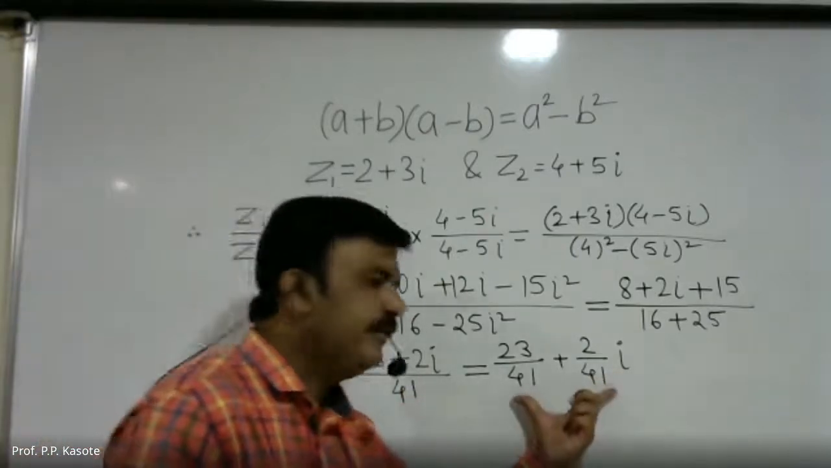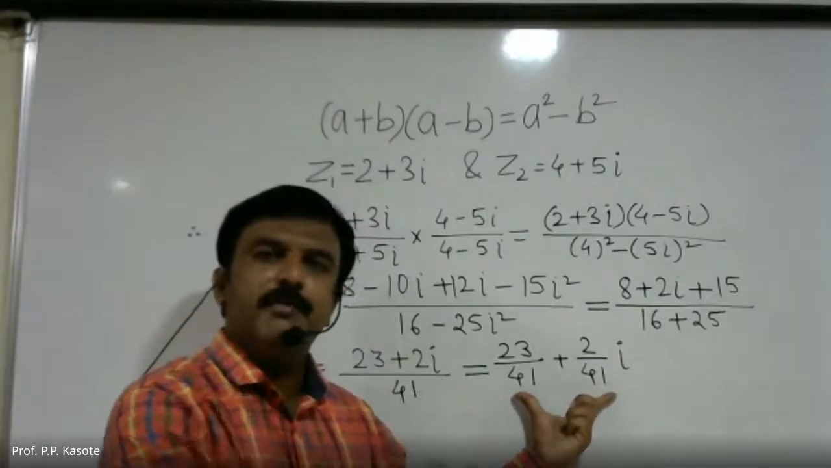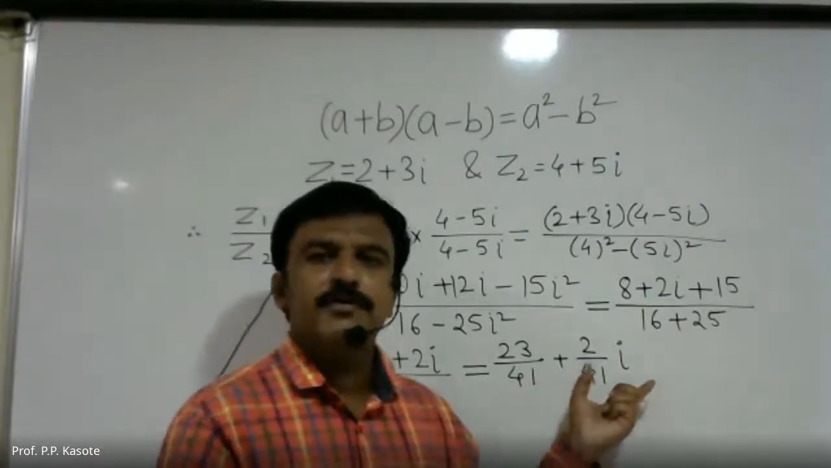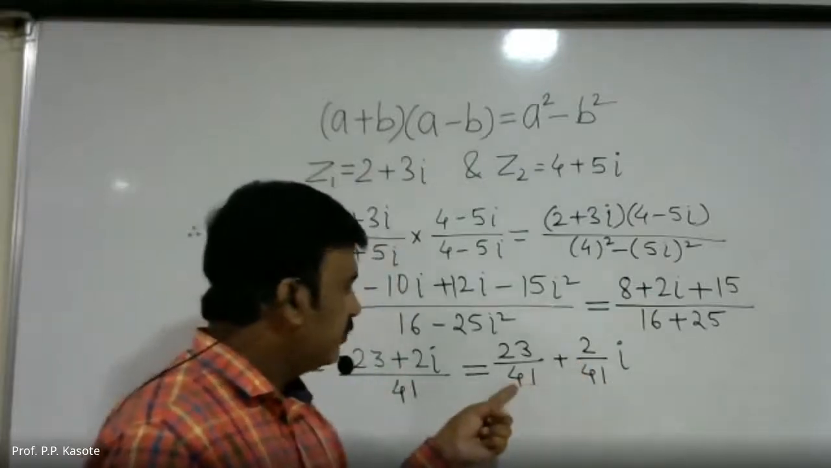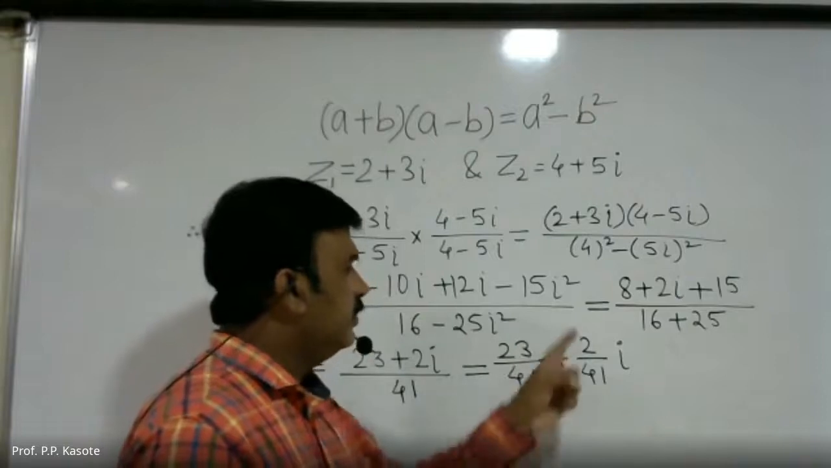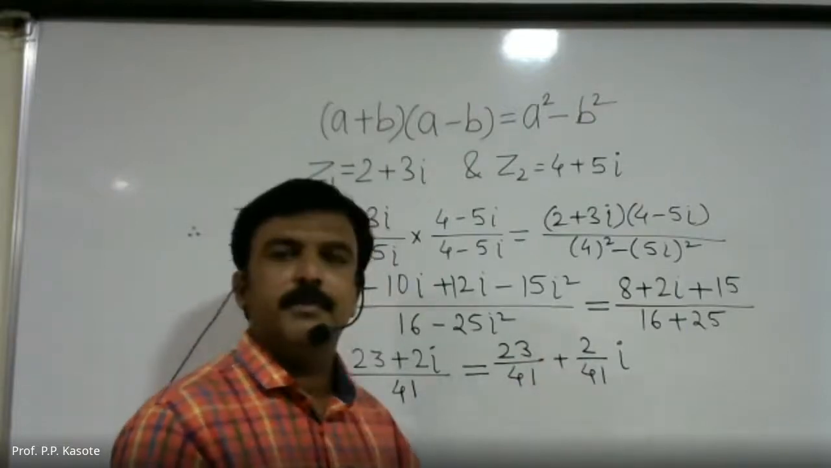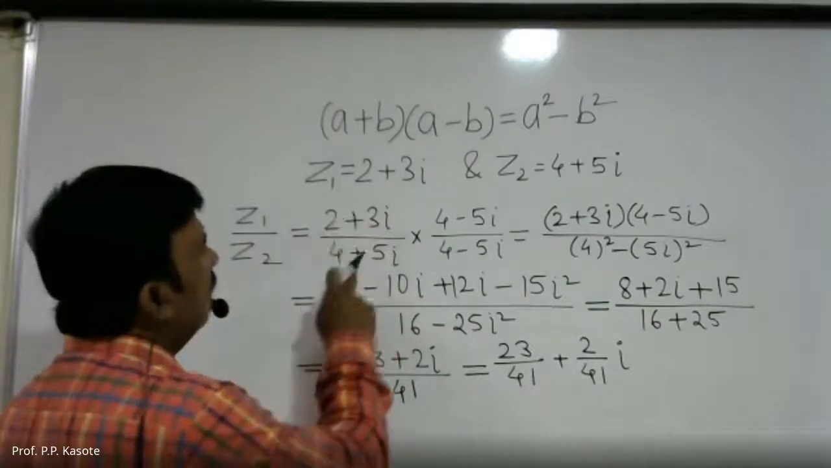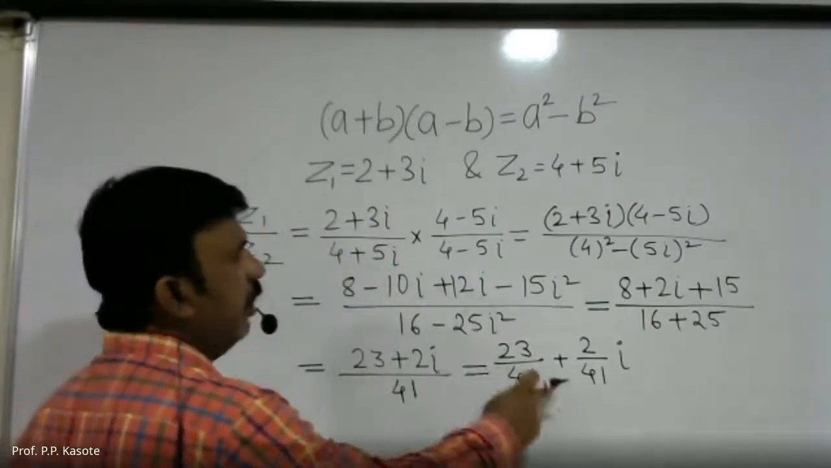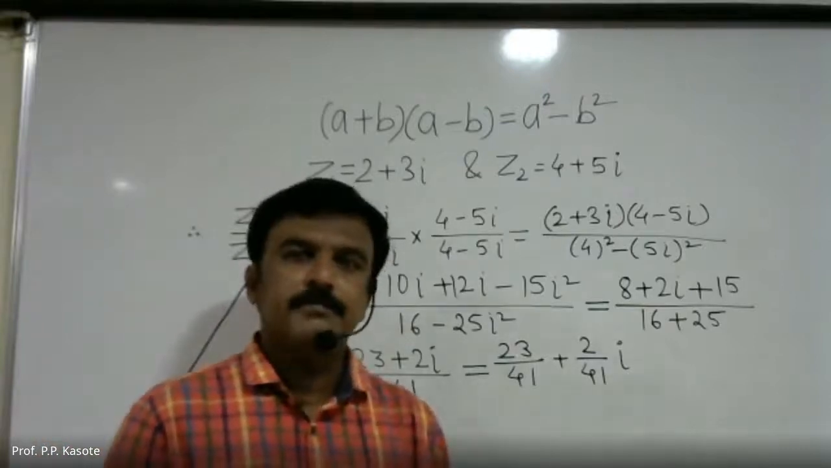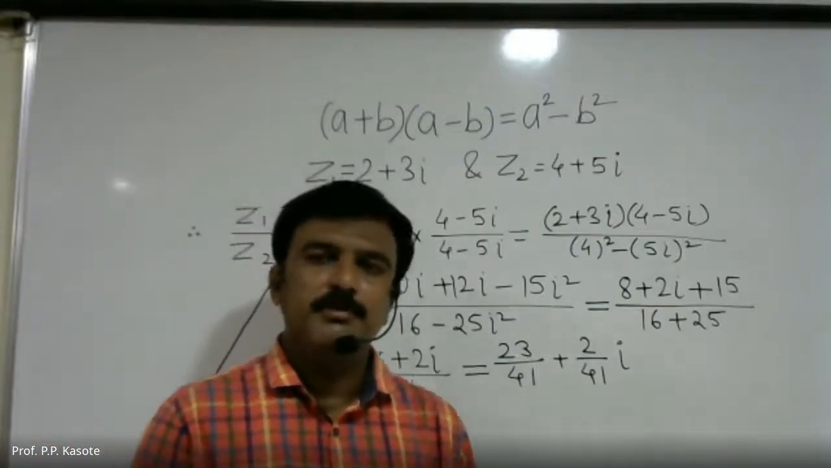Now can you see this? Is it in the form of a plus ib? Is it a complex number? Yes, of course it's a complex number. Real part is 23 upon 41 plus imaginary part is 2 upon 41. This is how at the end, after dividing 2 plus 3i by 4 plus 5i, we got a complex number. हमें at the end complex number मिला है. Okay, यहाँ तक सबको समझ में आ गया?